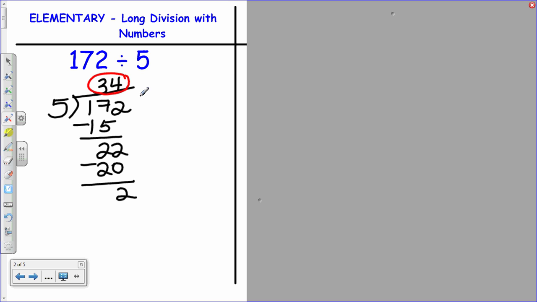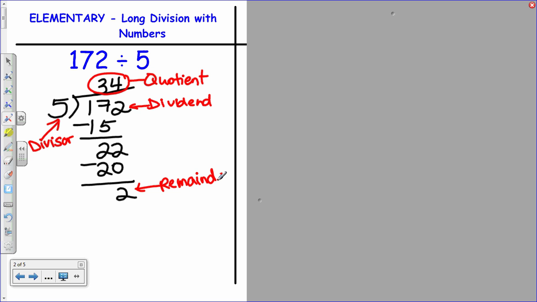So the 34 here, that's the quotient. The 172 is known as the dividend. 5 is the divisor. And of course the 2 is the remainder.